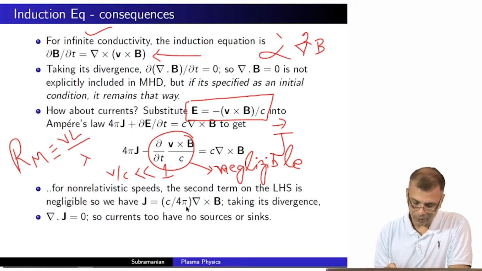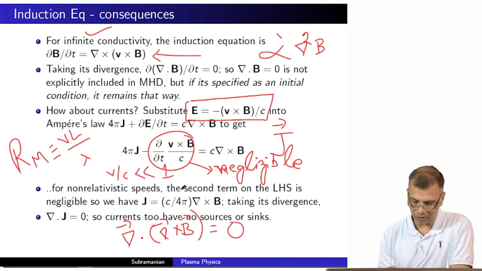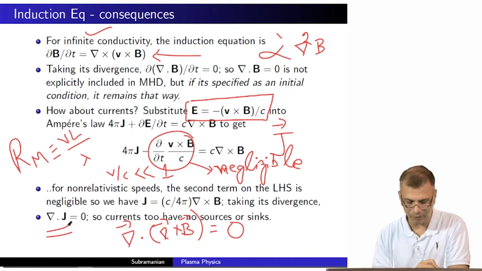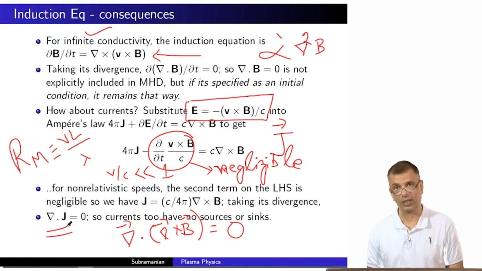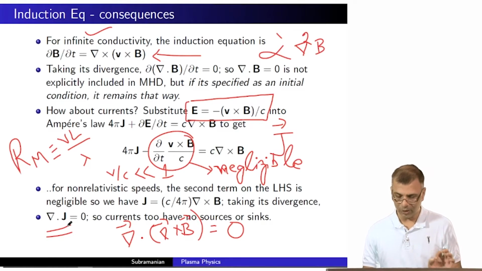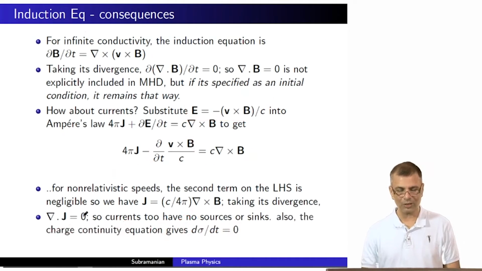Now what about it? You take the divergence of both sides. Since the divergence of a curl is always 0, it follows that the divergence of the current is equal to 0. So the currents have no sources or sinks. This is something that we need to keep in mind very clearly, because this is one of the curious aspects of magnetohydrodynamics. We will see why, right? So the divergence of J is equal to 0. So the currents too have no sources or sinks.